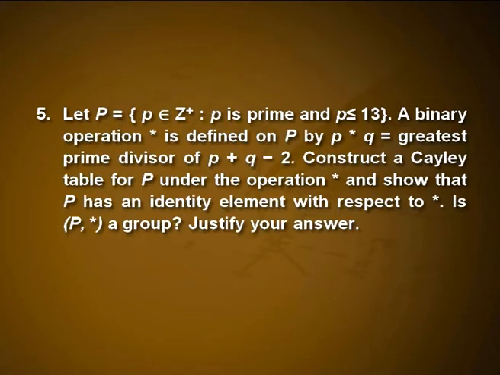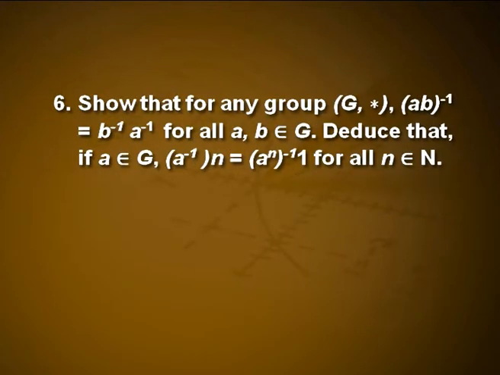Fifth problem. Let P be the set of p element of Z plus such that p is prime and p is less than or equal to 13. A binary operation star is defined on P by p star q is equal to the greatest prime divisor of p plus q minus 2. Construct a Cayley table for P under the operation star and show that P has an identity element with respect to star. Is P with the operation star a group? Justify your answer.